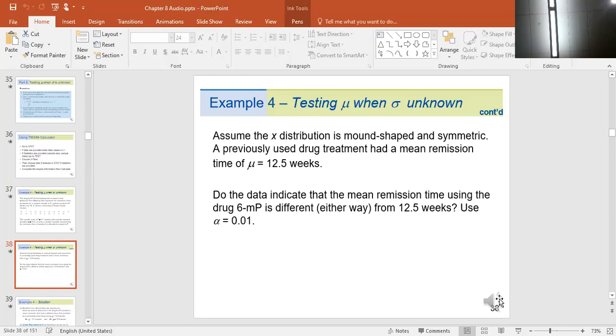How do we consider the claim? Look at the question. The mean remission time is... For your exam, you will copy and paste. If you say "remain the same," it is correct, but we want to say "is equal to 12.5 weeks." So should it be H0 or H1? H0: mu equals 12.5. You can put "claim" here so that you don't forget. And here, mu is different from 12.5.